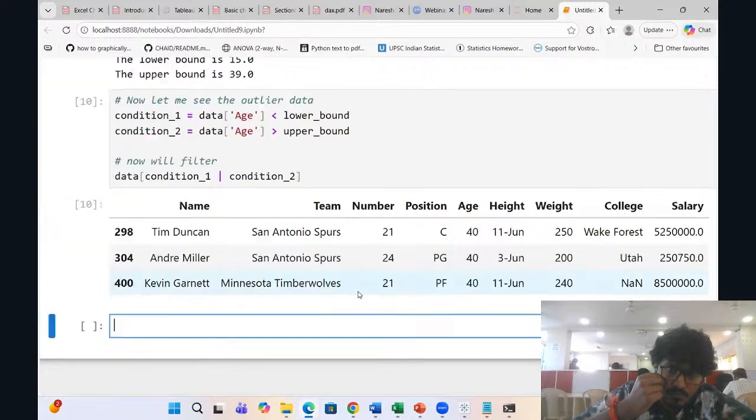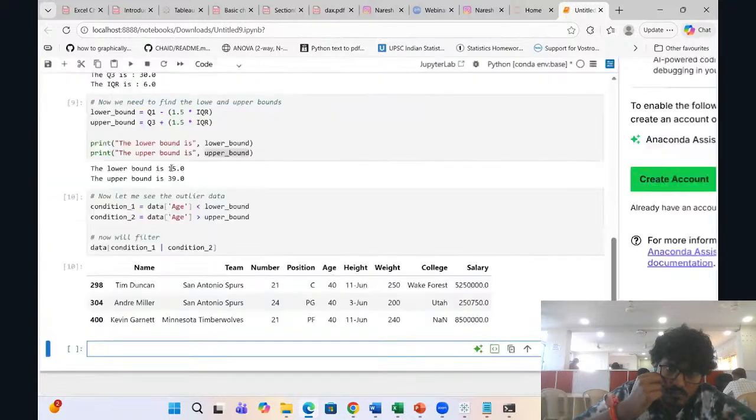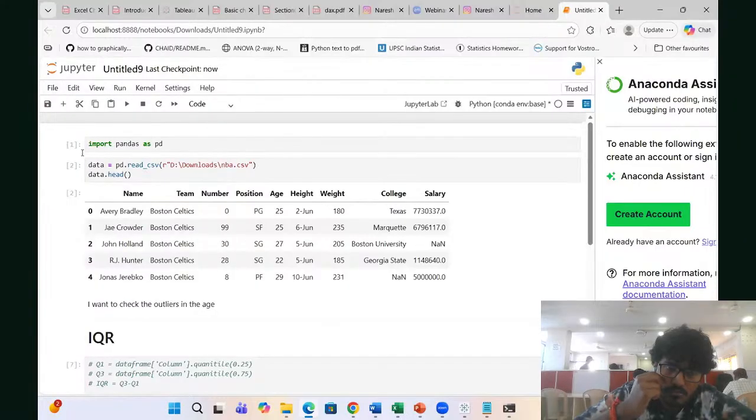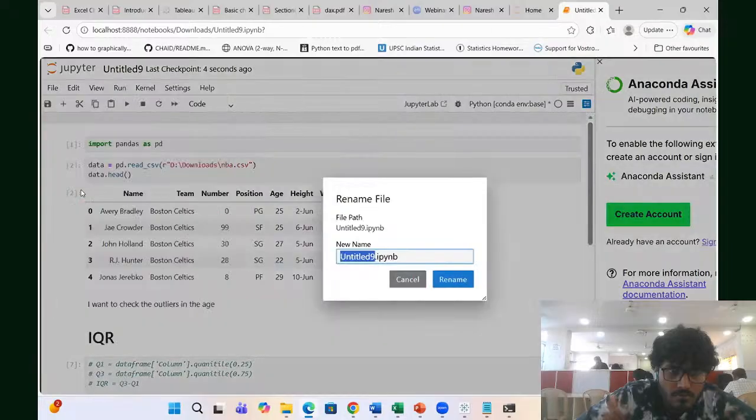Is this clear? So I'll save this document itself, this code. Okay. File and save the notebook. File and rename. So like outliers.